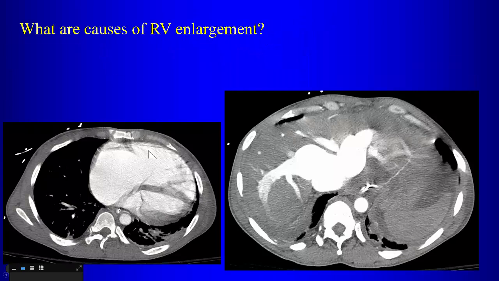Causes of right ventricular enlargement. So here's a patient with dilated right heart. We talked about pulmonary artery hypertension causing right heart enlargement. Do we think this patient has pulmonary hypertension as a cause of their right heart enlargement? No. Why not? Pulmonary arteries look normal.